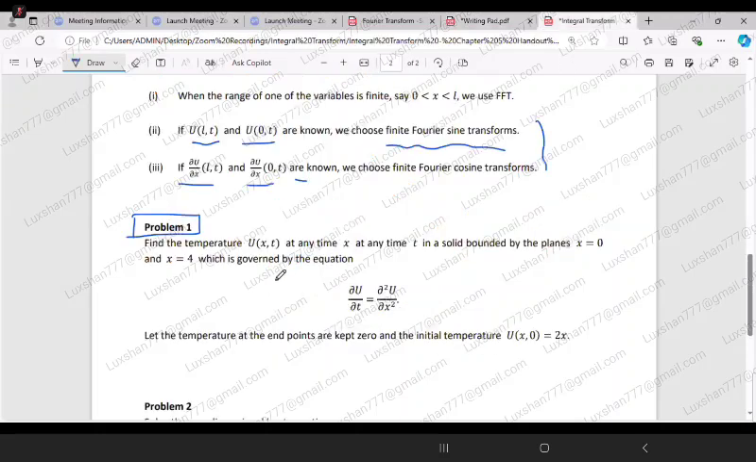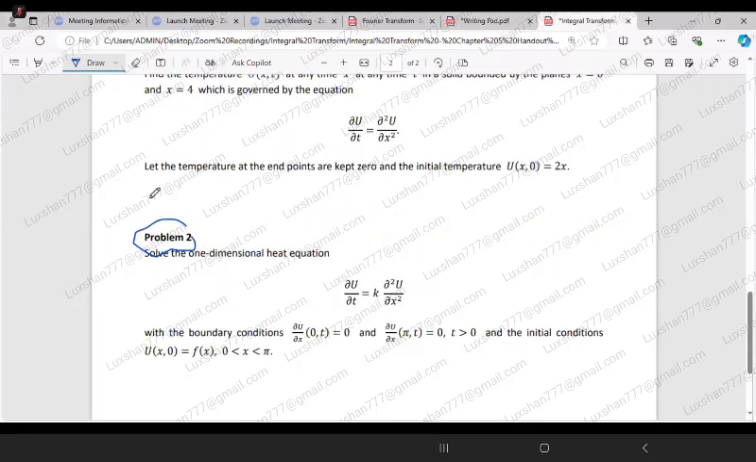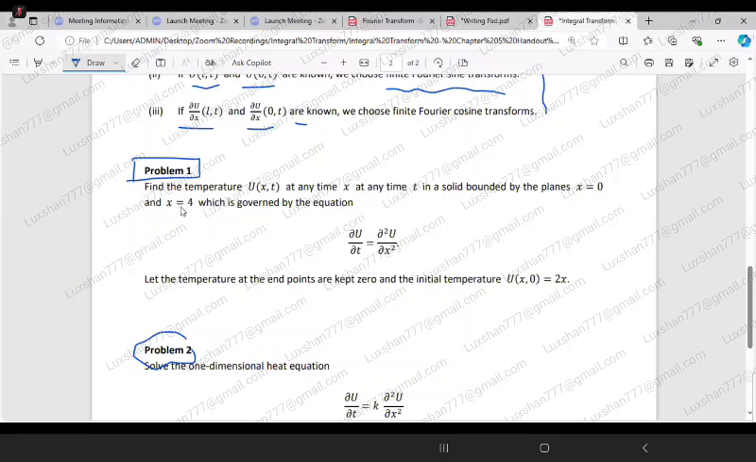Now we'll try the problem. The second problem you have to work out. The answers are not given. I will give the answer for the first one. You have to do the second one, and once you do this, you can send the answer to me if you wish. I can see whether it is correct or not. Now let's talk about problem number 1.